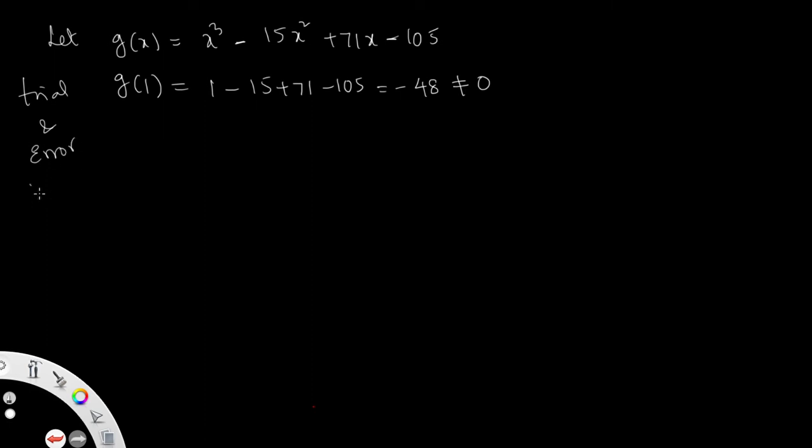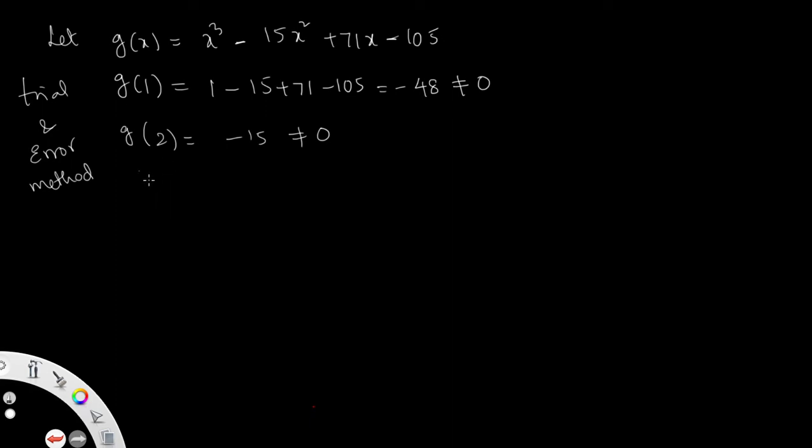Trial and error method. Let us consider x equal to 2. 2 cubed is 8, minus 15 into 4 is 60, plus 142 minus 105. That gives minus 15, which is not equal to 0. So x equal to 2 is also not a factor of this equation.